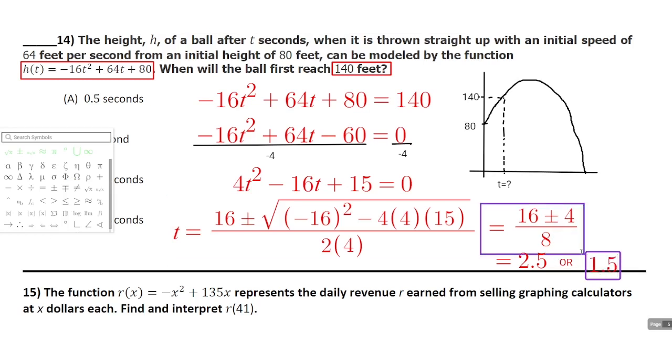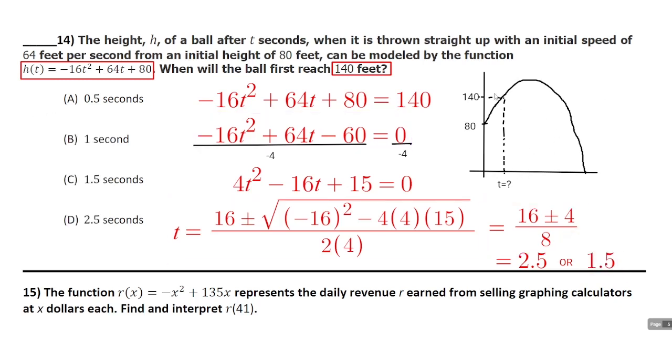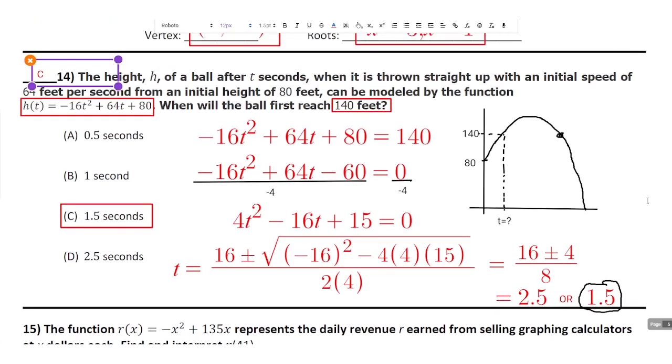So there's two times at which this actually hits 140 feet, 1.5 seconds or 2.5 seconds. We can see that it's going to hit that 140 on the way up, but it's also going to hit it on the way down somewhere over here. And so we're interested in the first time that it reaches 140 feet, and that's going to be at 1.5 seconds. So our answer here is C. Now you could have factored this and got the same answers, but again, I just chose to use quadratic formula because I haven't used it in a few problems. We've done a lot of factoring, so I think it's worth the practice.